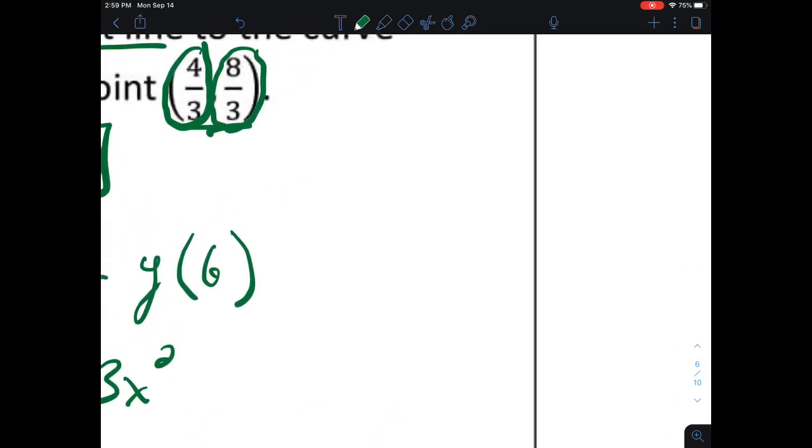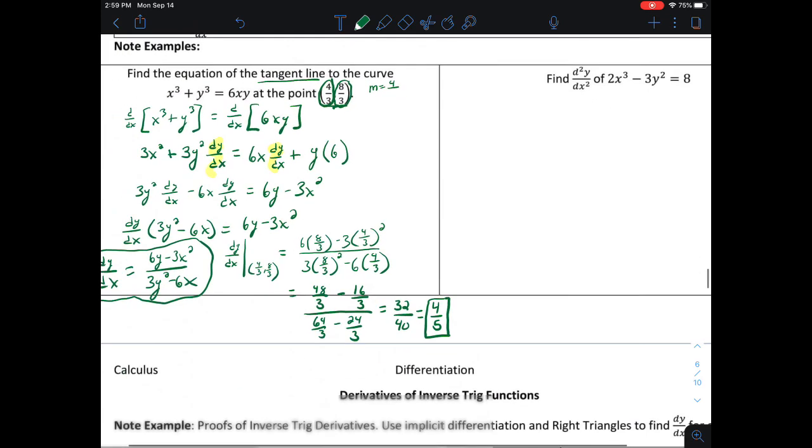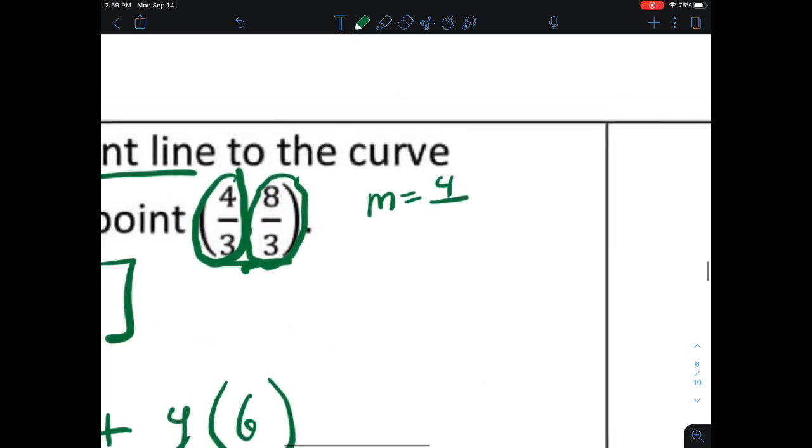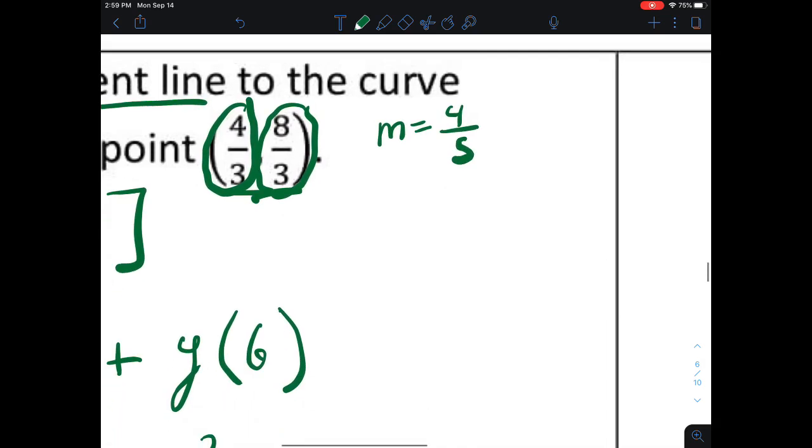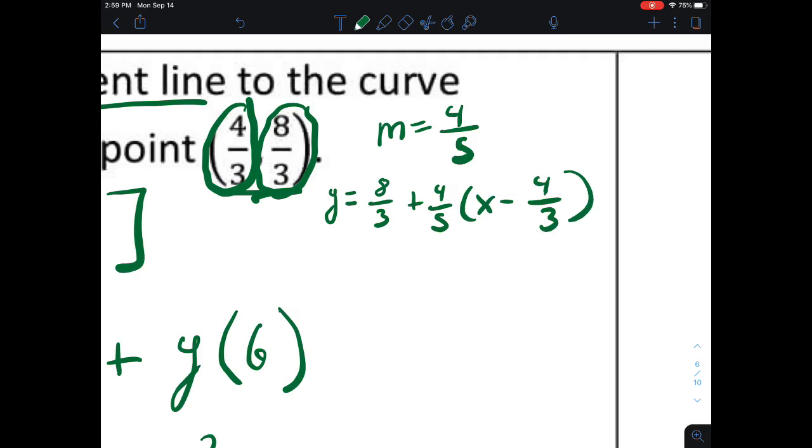So I'll zoom in here. So we know that the slope of the tangent line is 4 over 5. Okay? And so the tangent line equation is going to be y equals the y value of the point of tangency plus the slope of the tangent line times x minus the x value.